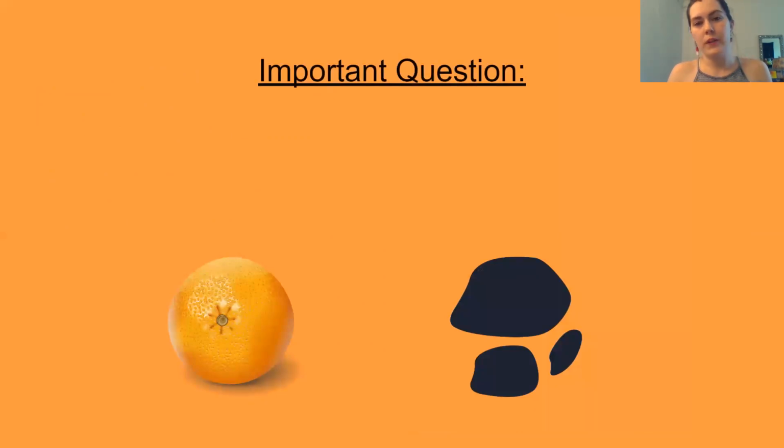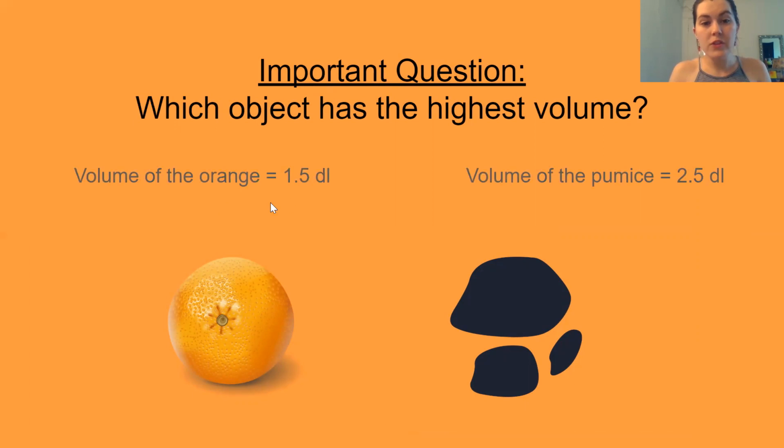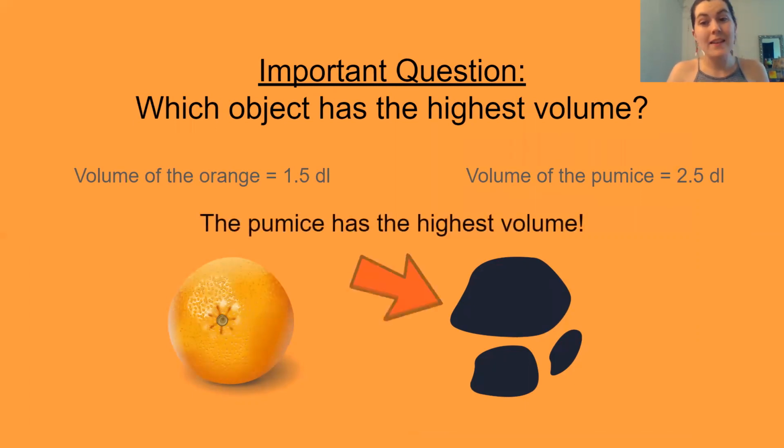So our first important question: which object, the orange or the pumice, has the highest volume? The volume of the orange is 1.5 deciliters, and the volume of the pumice is 2.5 deciliters. So the pumice has the highest volume because 2.5 is greater than 1.5.